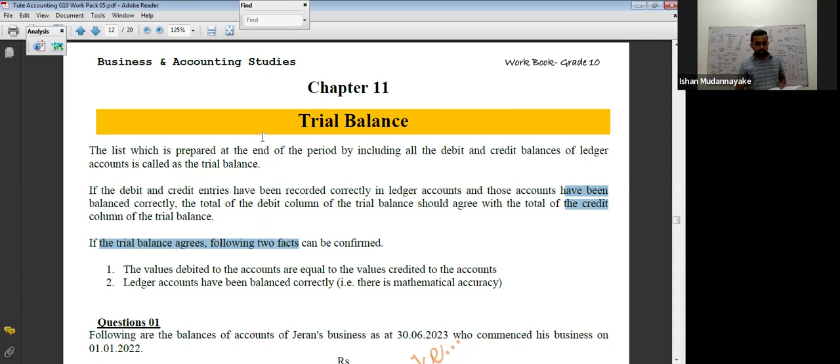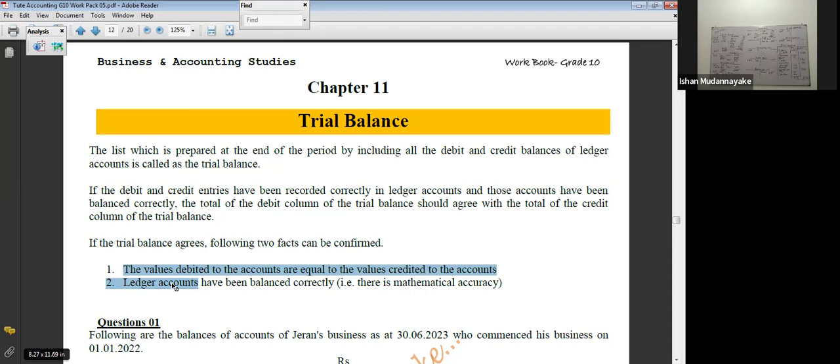Please highlight. If the trial balance agrees, the following two facts can be confirmed. What are they? Read the note. The values debited to the accounts are equal to the values credited to the accounts. Ledger accounts have been balanced correctly.